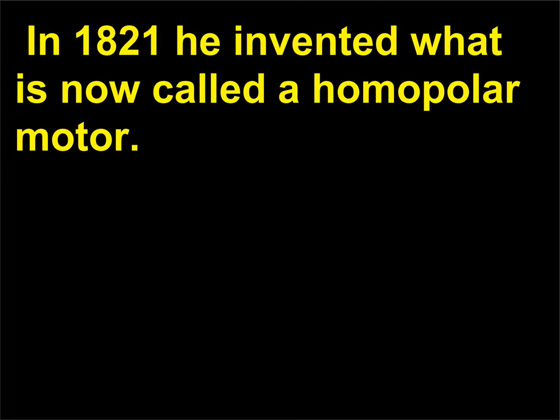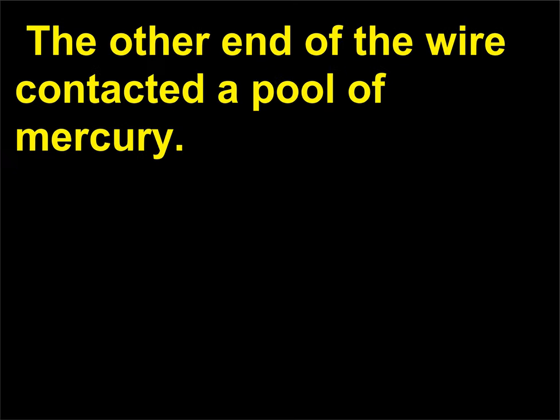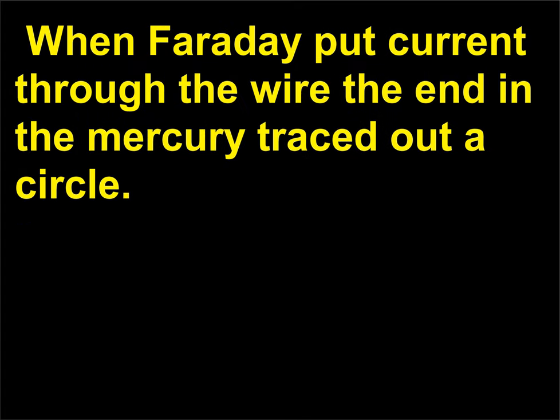In 1821, he invented what is now called a homopolar motor. One end of a wire was suspended from a support so that it could swing in any direction. The other end of the wire contacted a pool of mercury. When Faraday put current through the wire, the end in the mercury traced out a circle.